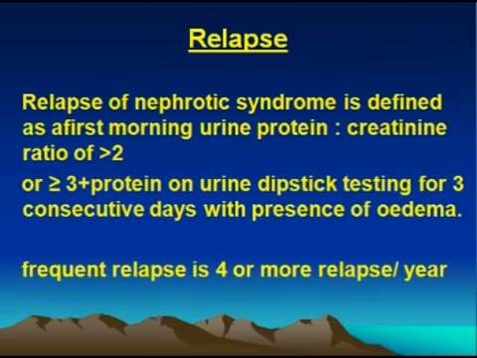We have certain important definitions in nephrotic syndrome. The first one is relapse. Relapse of nephrotic syndrome is defined as a first morning urine protein creatinine ratio of more than 2, or 3 plus or more protein on urine dipstick testing for 3 consecutive days, with the presence of edema. Frequent relapse is 4 or more relapses per year.